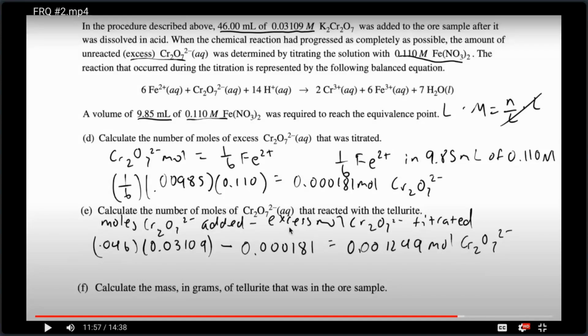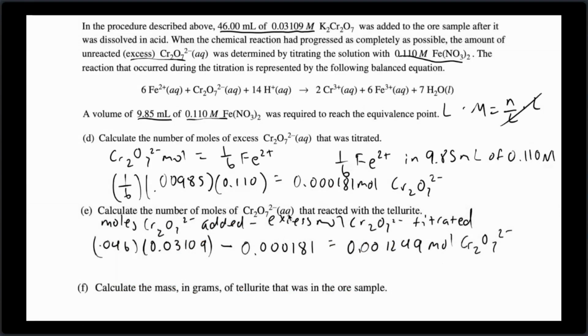All right, let's take a look at the answer. Pretty bad, so it might be hard for you to understand the thought process that went into this, but it literally asks us to calculate the number of moles that reacted with Tellurite, and we're given this amount of moles that was added. So that's the amount of moles, the 0.046 times this number, that's the amount of moles that was added, and the excess is what we found from part D. So you always want to get your total, what you had before, minus your excess in order to get the amount of moles that reacted with the Tellurite, the moles that actually was in the reaction, that actually reacted.